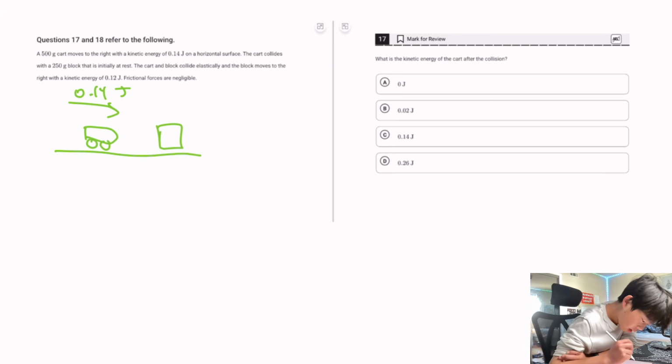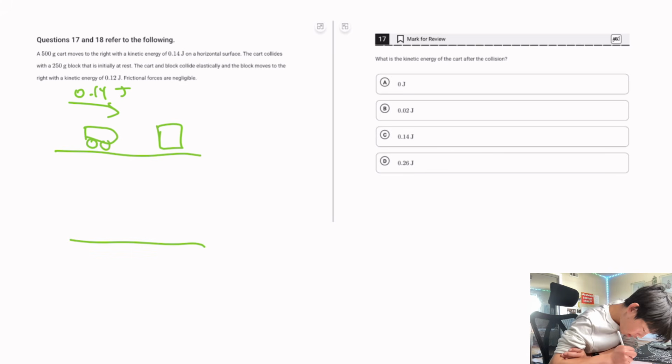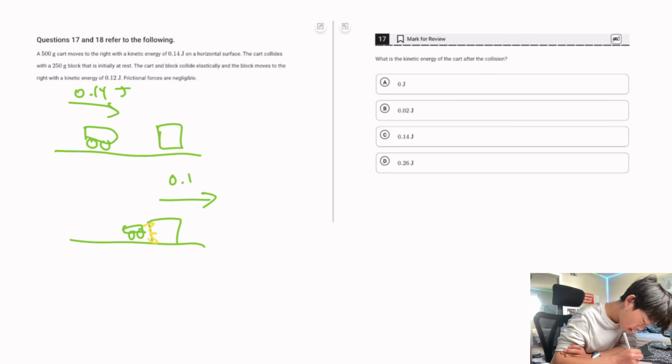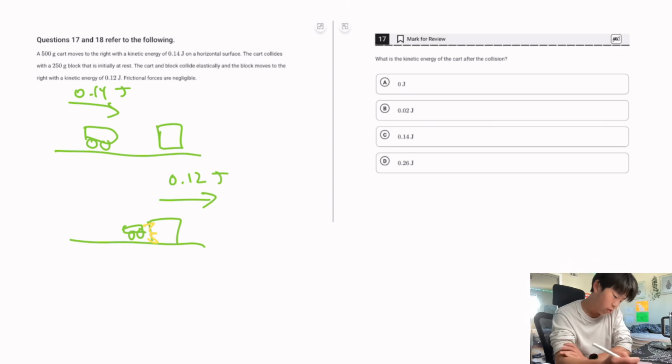So initially, it's moving with 0.14 joules, and then when they crash together, they make a big boom. Now the block starts moving with 0.12 joules. So what is the energy of the cart after the collision?